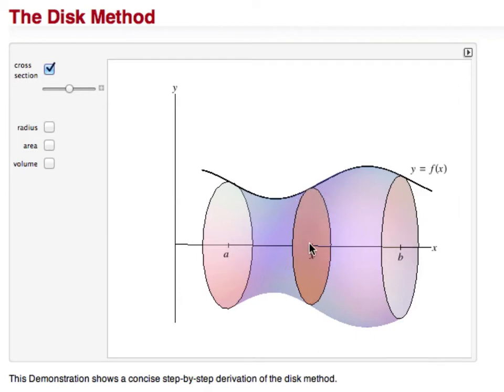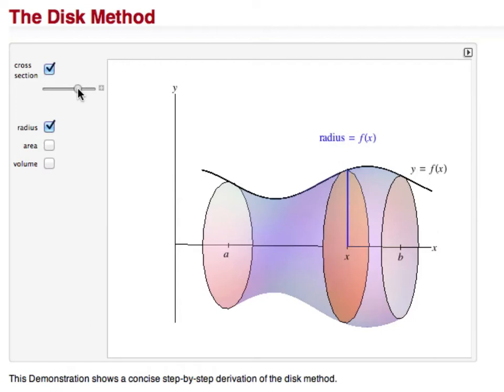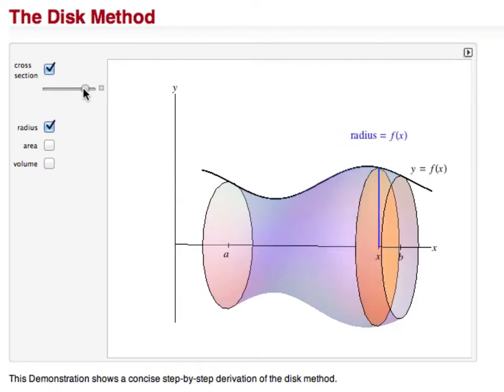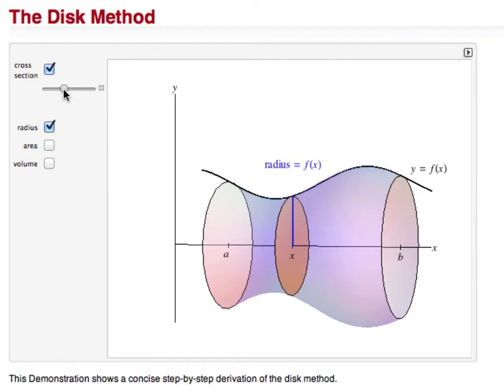And we're going from our interval from A to B, and here you can see there's one disk here at a value of x. And you can see that I can slide that x to wherever it goes. And the cross section at x is going to be in the shape of a circle. And you can see that the circle is going to have a radius right here. And that radius is actually going to be f of x, or the height of the function at that given x. So you can see that the radius is going to change based on what x is. So the radius is always going to be f of x.